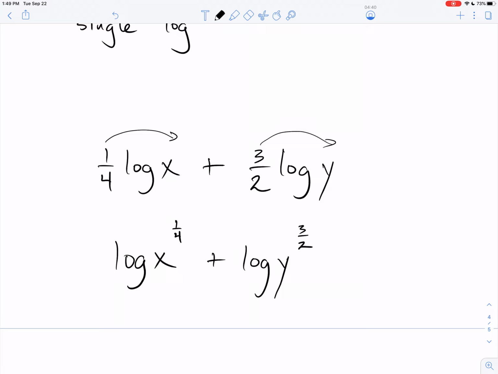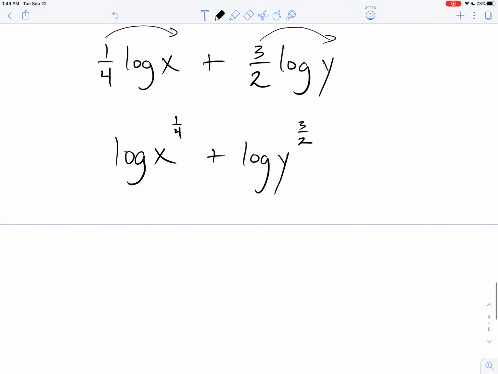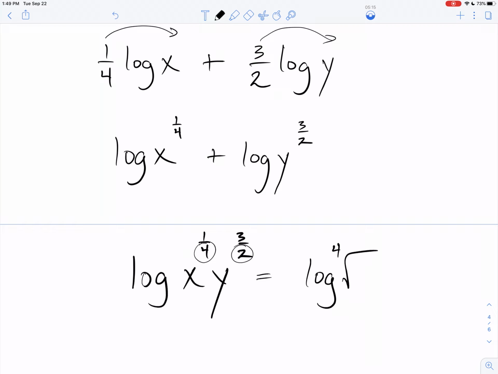But the next step would be I'd have to create a product, and if I'm in fraction exponent form, that's fine. I'm done. But if they ask me to write my final answer as a radical, well, for this one, I have two different roots. I have a fourth root and I have a square root. So I would have to rewrite this as x fourth root times y. Now, what number should I put up here?